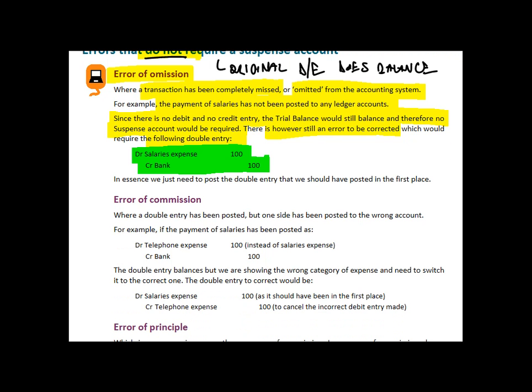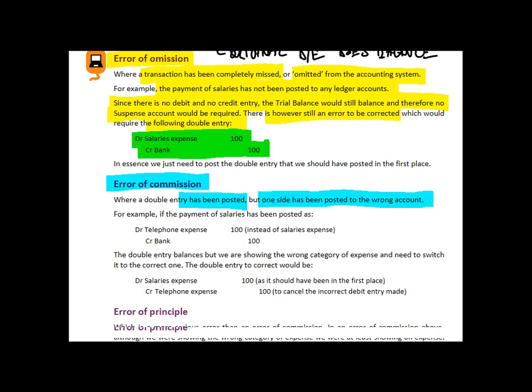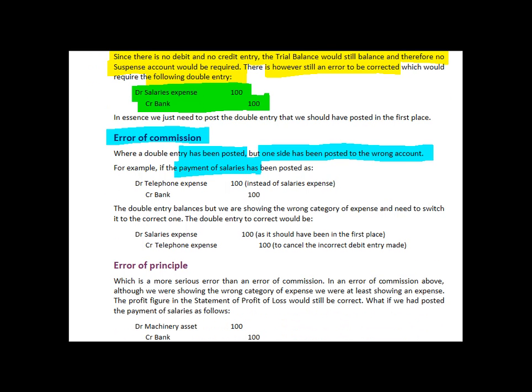We've then got an error of commission. And be careful not to confuse the two names, they do sound fairly similar. Now, an error of commission is where a double entry has been posted, but one side of it's been posted to the wrong account. So for instance, let's say we're paying salaries, but it was posted as a debit to telephone expense of £100 rather than to the salaries expense with a credit to the bank of 100. Now, there is a double entry that balances here. We've got a debit of 100 and a credit of 100. So this will not affect the suspense account. The trial balance would still balance in this case.